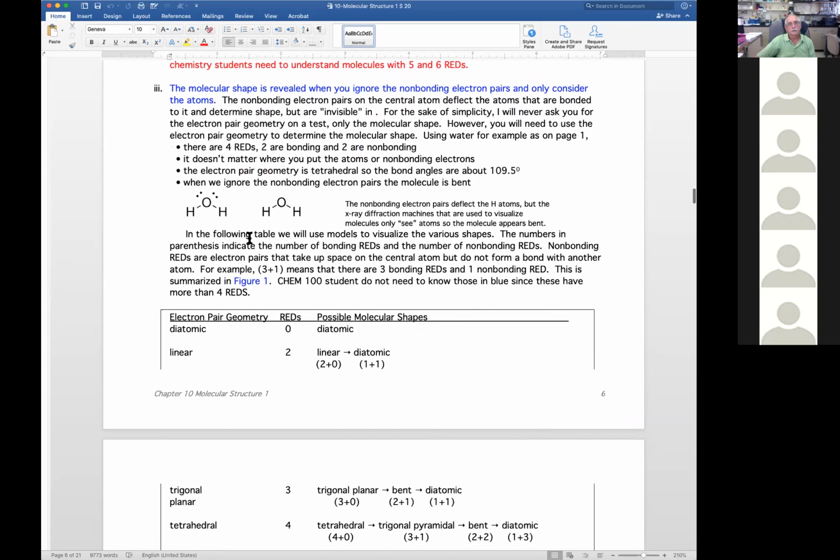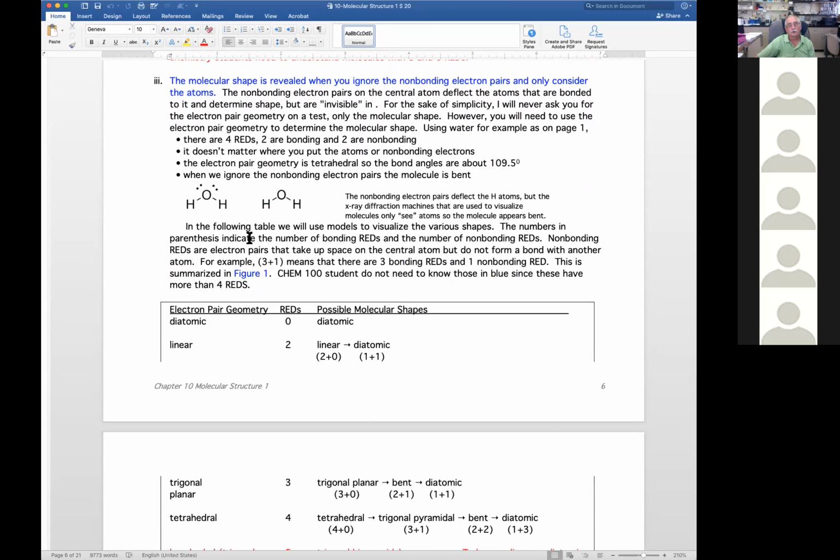So now the molecular shape is revealed when you ignore the non-binding electron pairs and only look at the atoms. So again, let's go back to water. So here's the water molecule. When I look at the water molecule in X-ray diffraction, I see the nuclei. I don't see these electron pairs right there. So this is what it sees. So the shape, therefore, is bent.